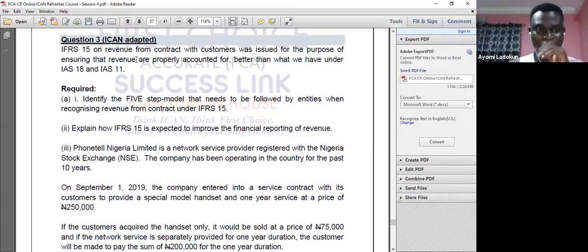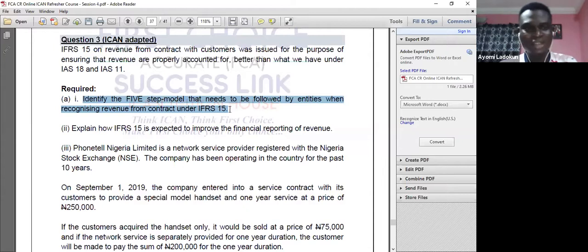It said IFRS 15 on revenue from contracts with customers was issued for the purpose of ensuring that revenue is properly accounted for, better than what we have under IAS 18 and of course IAS 11. Required: identify the 5-step model that needs to be followed by entities when recognizing revenue from contracts under IFRS 15. That's it. There's no way they want to test IFRS 15 and they won't ask that. So that's what you're telling them, all right?